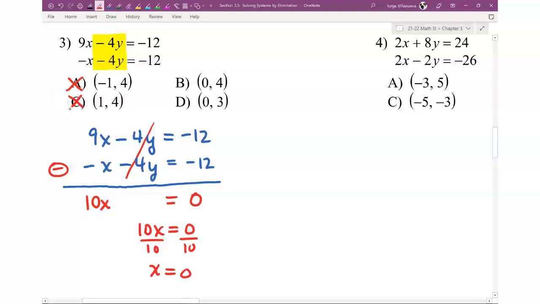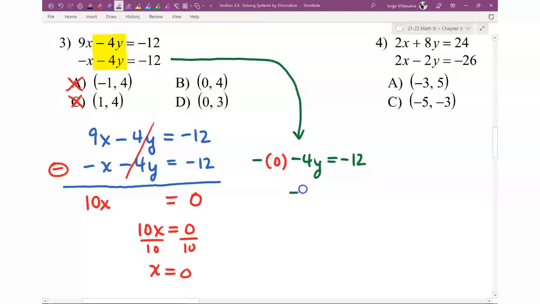Okay? Now that I know what x is, I get to plug it back into an equation. Which one do you want me to plug it into? The top one or the bottom one from these two up here? Bottom. All right. So let's get the bottom one here. I'm going to write it out. X is 0. So negative 0 minus 4y equals negative 12. Now negative 0 is just 0. Okay. So this is just negative 4y equals negative 12.